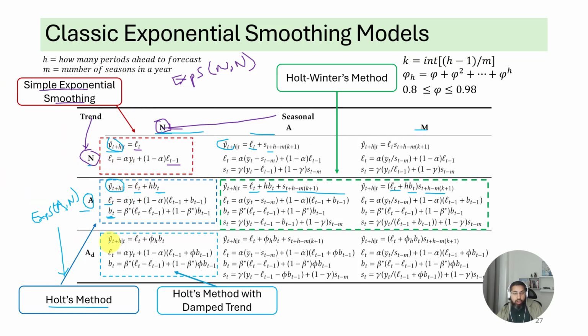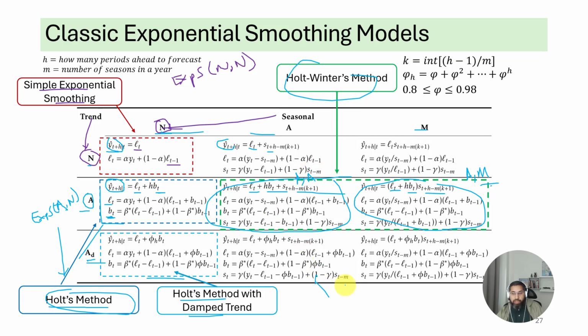develop your forecast. So if you have just an additive trend or additive damped trend, these are called the Holt's method or Holt's method with damped trend. Okay, so this box here has the Holt's equations, this has the Holt's with damped trend. If you have both, so you have trend and seasonality, so here you have additive trend and additive seasonality, A, A, and here you have additive trend and multiplicative seasonality. This is called Holt-Winters method, and this is also called Holt-Winters method with multiplicative seasonality.